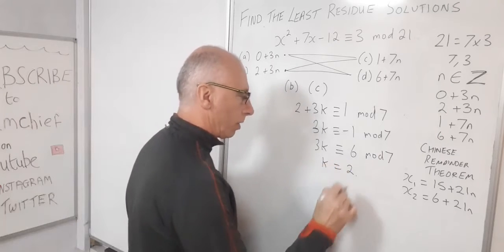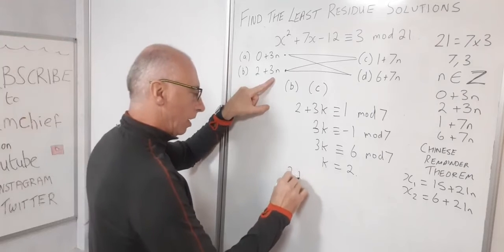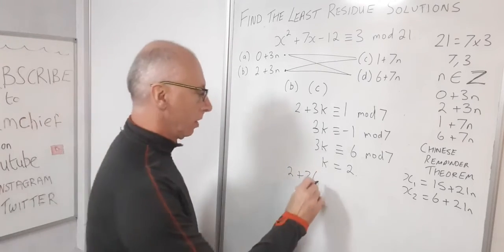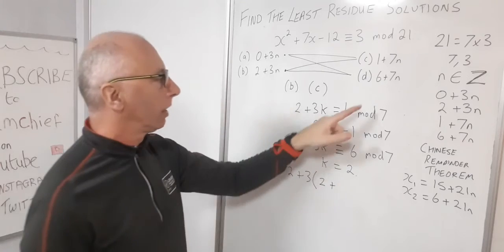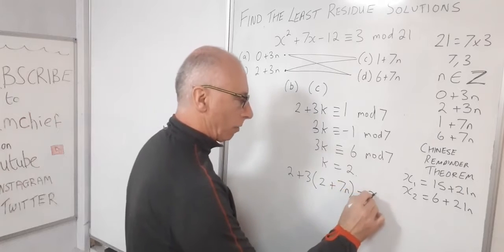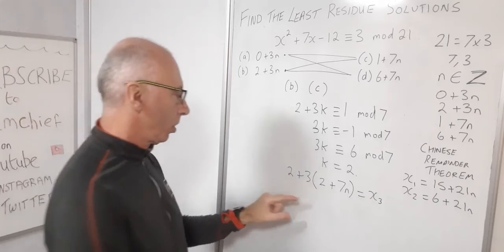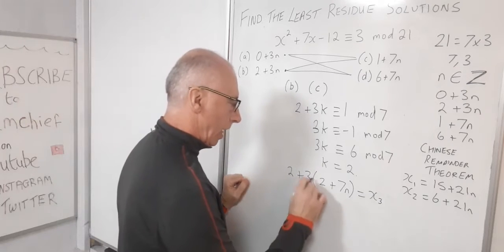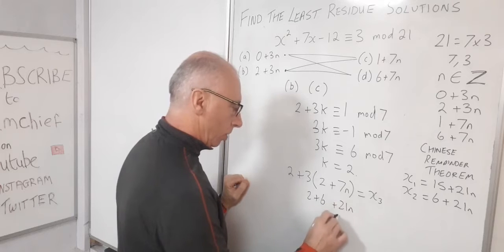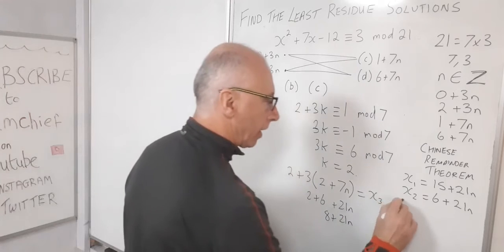K equals 2. So now I use my B, plug that in the way we did before. 2 plus 3 times our k value, and then we add our 7n. And that's going to give me my third solution. So 2 plus 3 times 2, so that's 2 plus 6, and then 21n. And then that's going to give me 8 plus 21n. So that's my third solution. So let's write that in there.